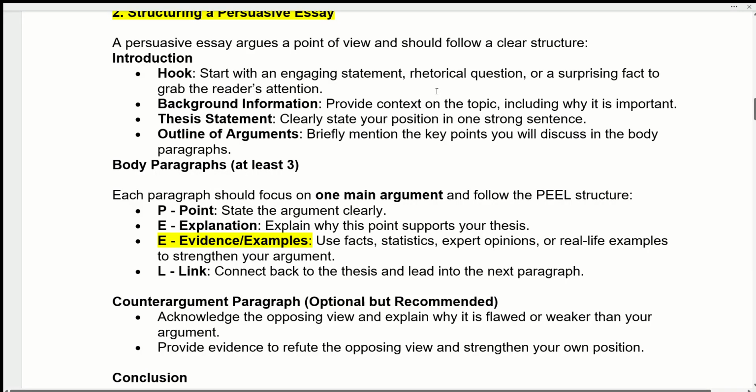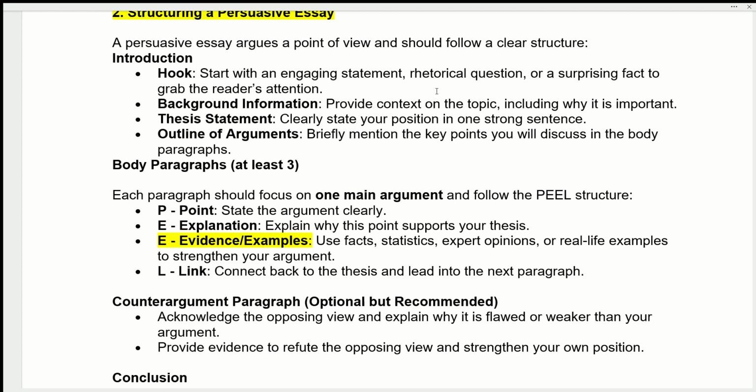Next is to write at least 3 paragraphs. You can write more if you wish to, and use the structure called either PEEL or TEAL. The first is your point: state the argument clearly and talk about why it is that you support it. Then you're going to explain it and explain why this point supports your thesis statement. Then you're going to use some evidence like facts, statistics, expert opinions, or real life examples to strengthen your argument. You can use anecdotes as well and personal experiences if you can relate to that question.